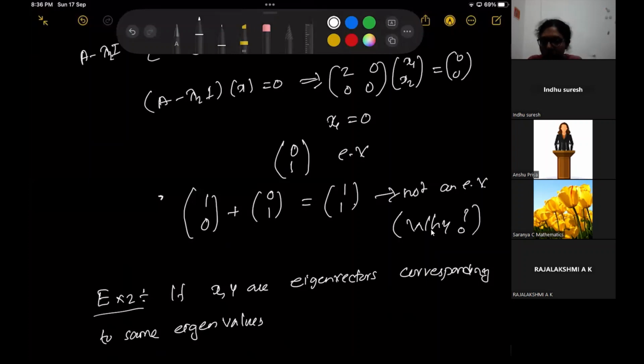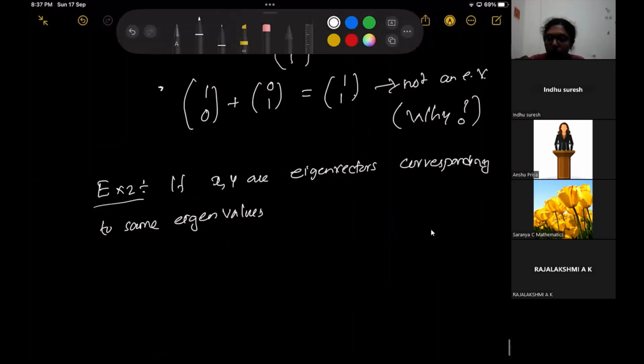linearly independent also. If x is an eigenvector, we have cx is also an eigenvector. But there can be cases where y is not cx. So you should cover all those kinds of things. So just check for some eigenvalue lambda, then is x plus y an eigenvalue? Sorry, eigenvector.